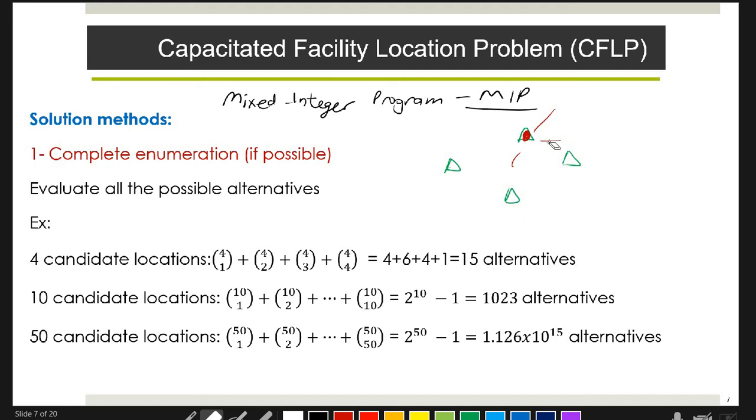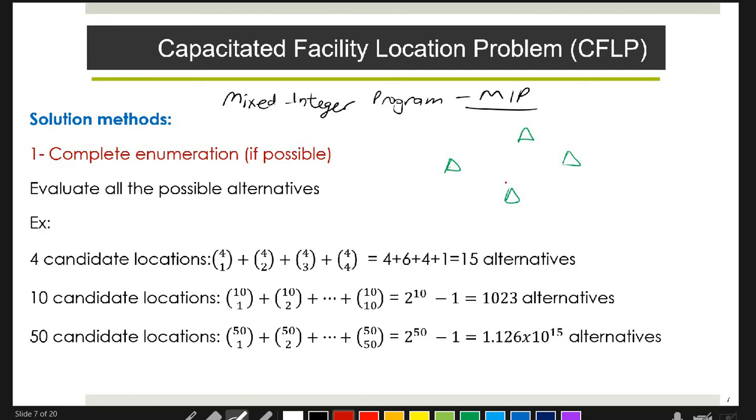Calculate its objective function value. And then do the same thing for the others. So how many alternatives have I tried now? I have tried 4 alternatives, right? I have selected one of these 4 alternatives. Of course, I don't know which one is the best, so I need to try all of them.